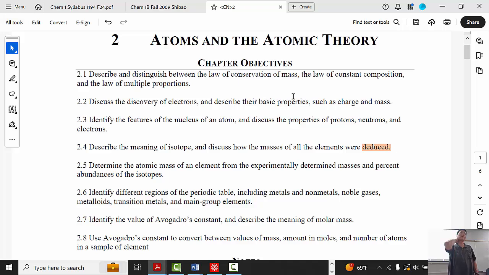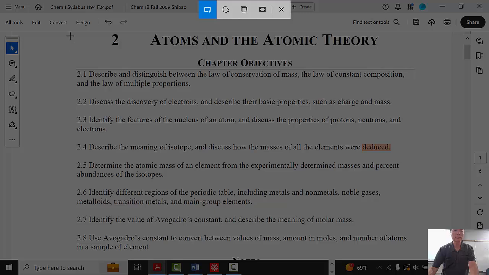Does anybody remember this from before? The mass defect. Have you heard of the mass defect before? No. Because of the mass defect, we can't calculate the masses of the atoms. What we have to do is weigh them. And do you know how we weigh them? What instrument do we use to weigh atoms?